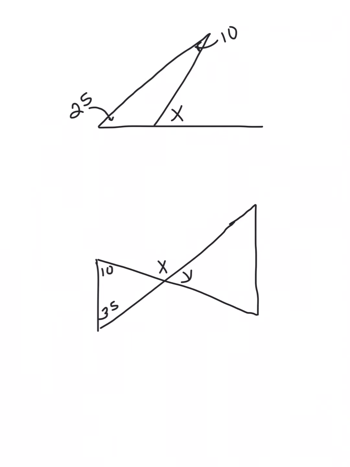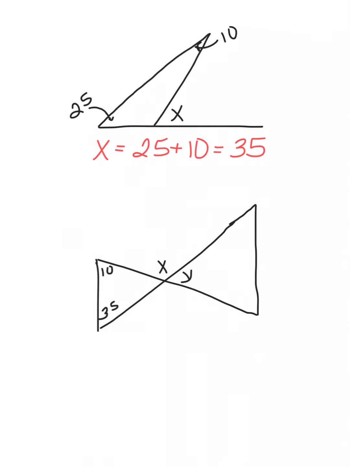Lastly, let's look at these two examples. Here, we're trying to find x. X is the exterior angle. These are my two interior remote angles that don't touch x. So to find x, I just have to do 25 plus 10, which is 35.